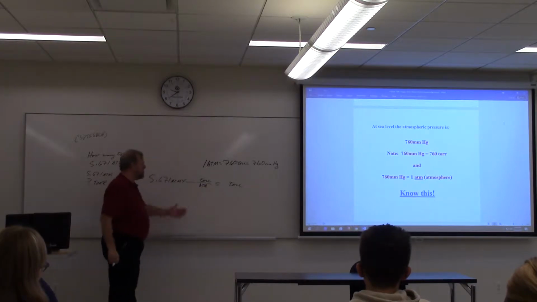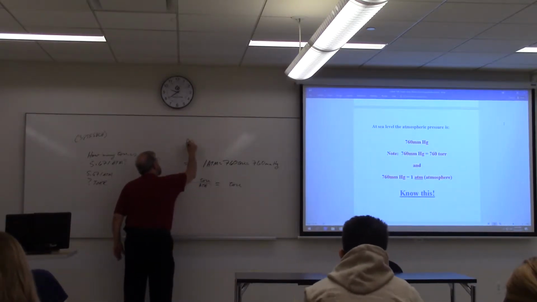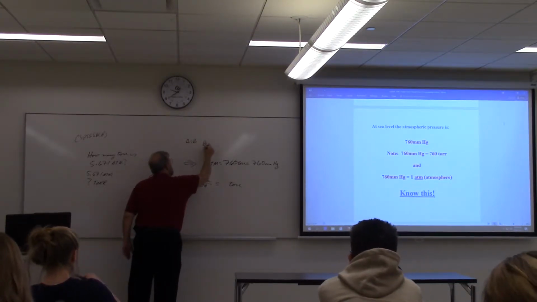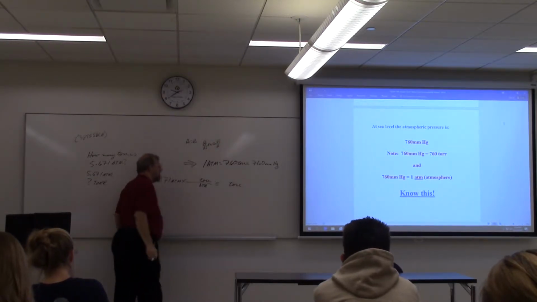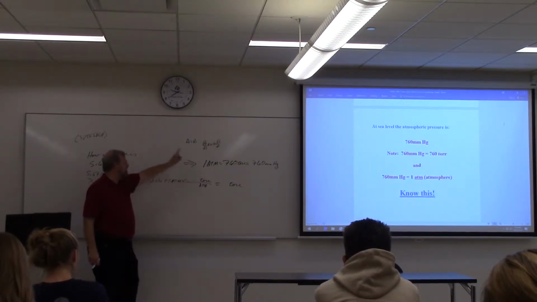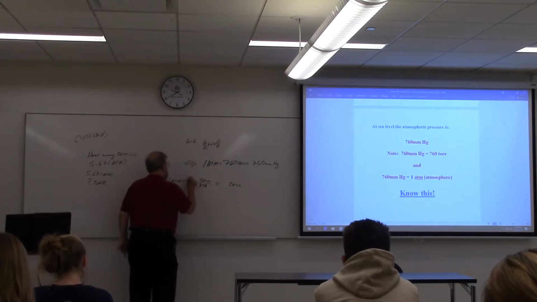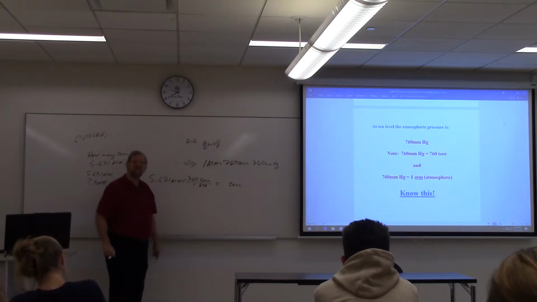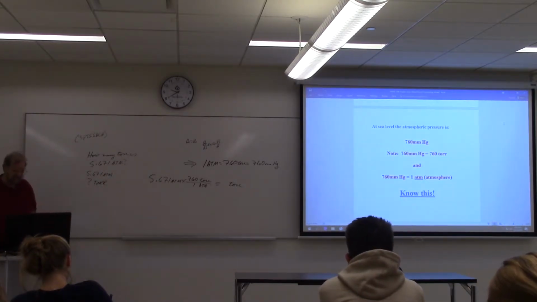And where do I get these numbers? From here. Remember, when you have two things equal each other, you have two ratios. And here I have a ratio between torr and atmospheres, and therefore I know 1 atmosphere is 760 torr. These are exact numbers because they're part of a definition. They play no role in significant figures.